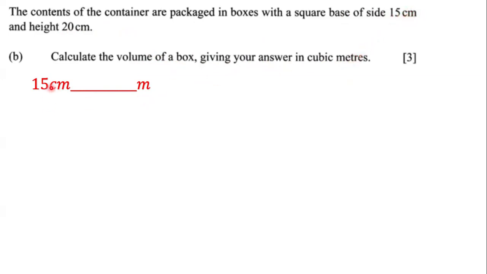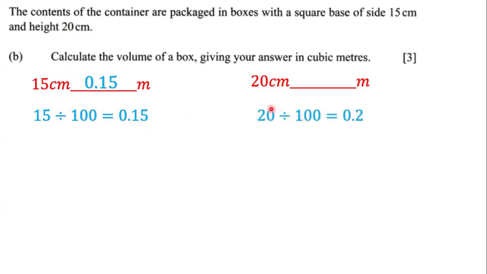So what we have to do is take 15 centimeters and convert it into meters, and take 20 centimeters and convert it into meters as well. In order to convert 15 centimeters to meters, we have to divide by 100. So 15 divided by 100 is 0.15. And so that means that 15 centimeters is actually 0.15 meters. And then we have 20 centimeters. In order to convert that into meters, we have to divide by 100 again. So we have 20 divided by 100, which is 0.2. And so we have 0.2 meters.